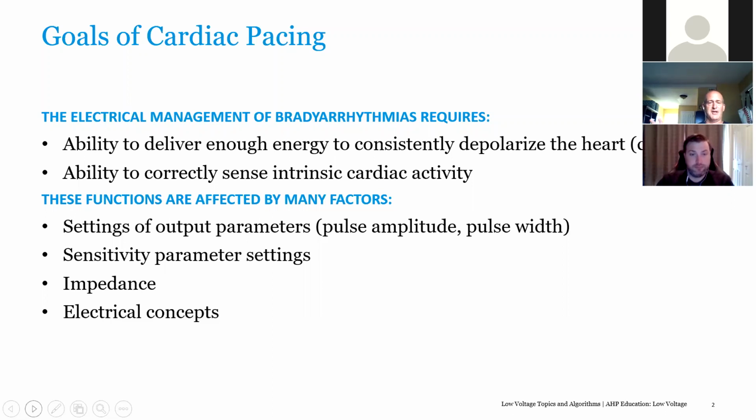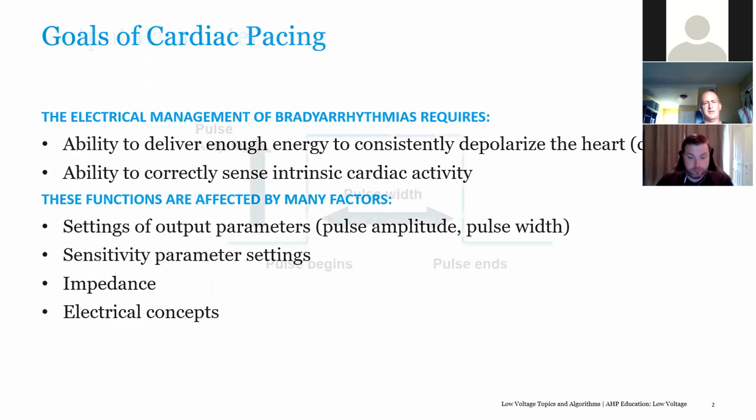Those two functions are influenced by a bunch of different parameters. For instance, we can set the voltage and the amount of time we send an electrical impulse to the heart to make it contract. We can also set the sensitivity as to what we're looking for from the heart signal itself. And we're also concerned about the impedance readings on the lead, and we'll get into that in a few minutes. So these are a couple of electrical concepts that we're going to be going over.